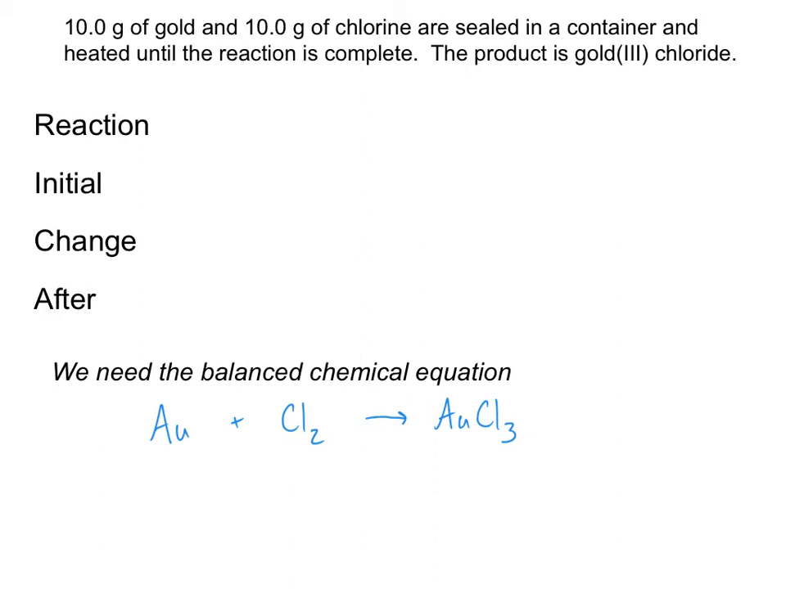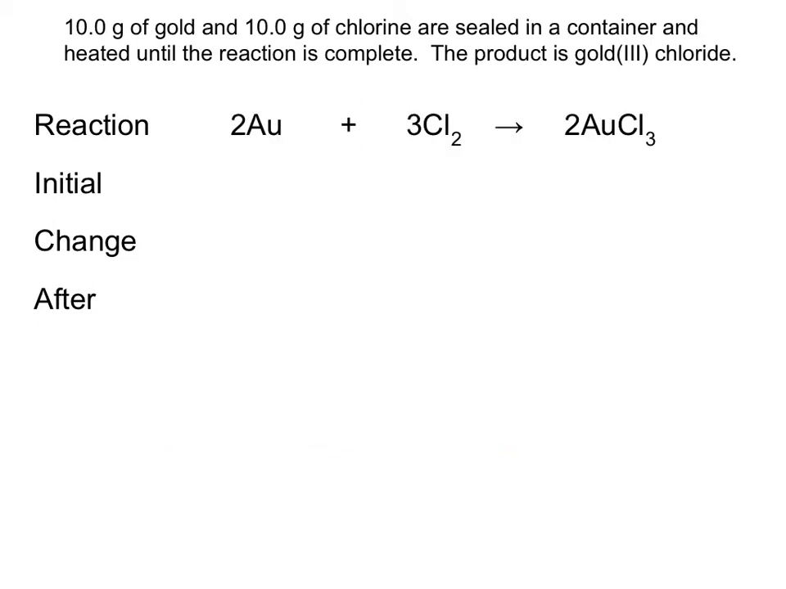We can see that we have 2 chlorines on our reactant side and 3 on our product side. So we're going to need to double our amount of gold 3 chloride for 2 AuCl3. Which means we'll need 3 Cl2s and 2 Aus. Now we have our balanced chemical reaction to go into our table.